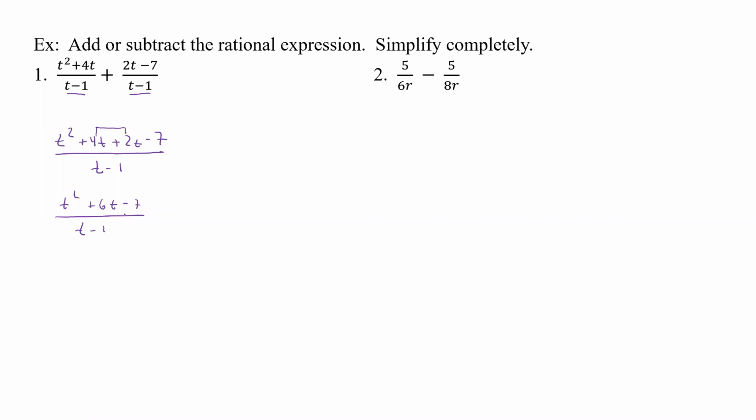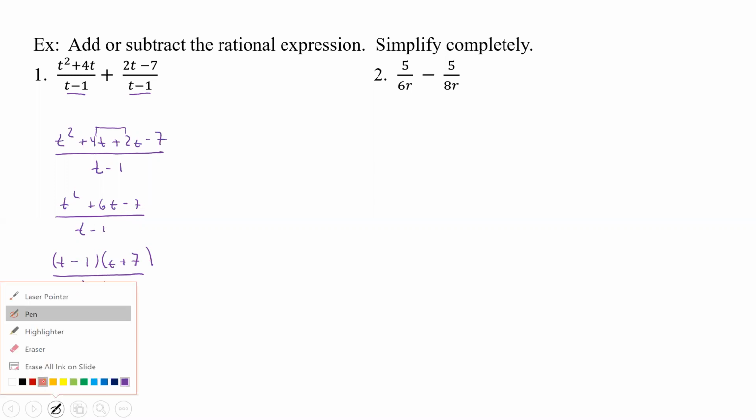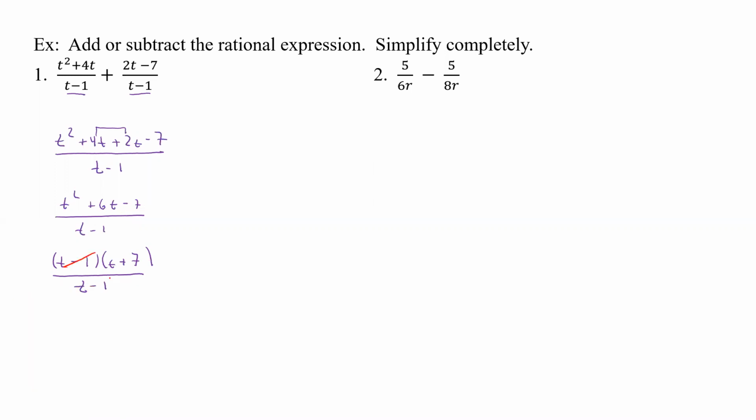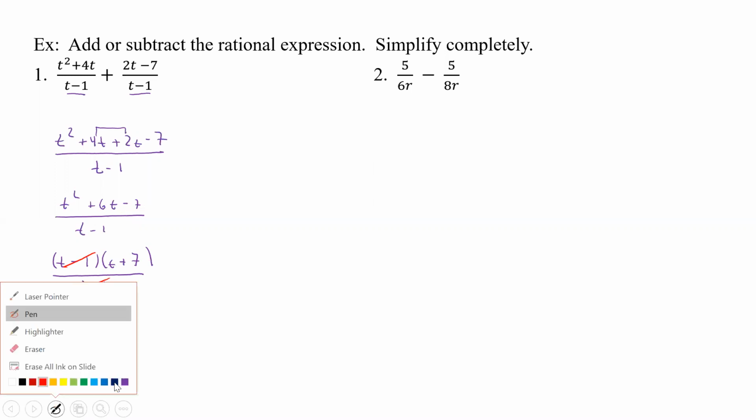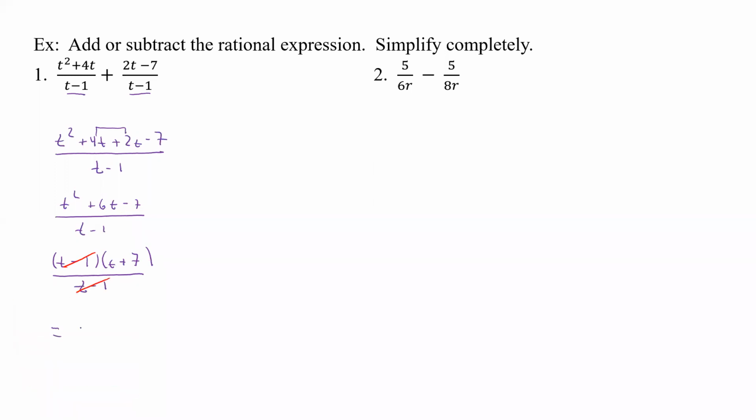Now, can we factor this? Looks like the numerator is going to be t and t, 1 and 7. If we take 7 minus 1, we get 6, so we need a positive 7 and a negative 1. That's all over t minus 1. And now here comes the simplify step. We cancel out the t minus 1, and that gives us a final solution of t plus 7.